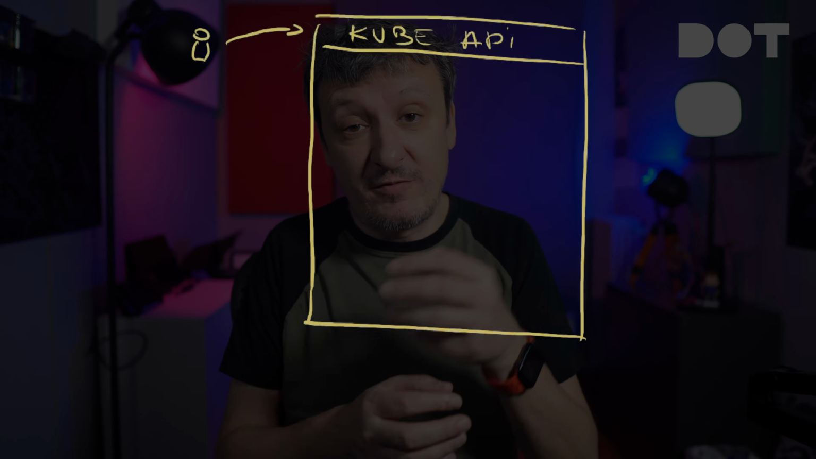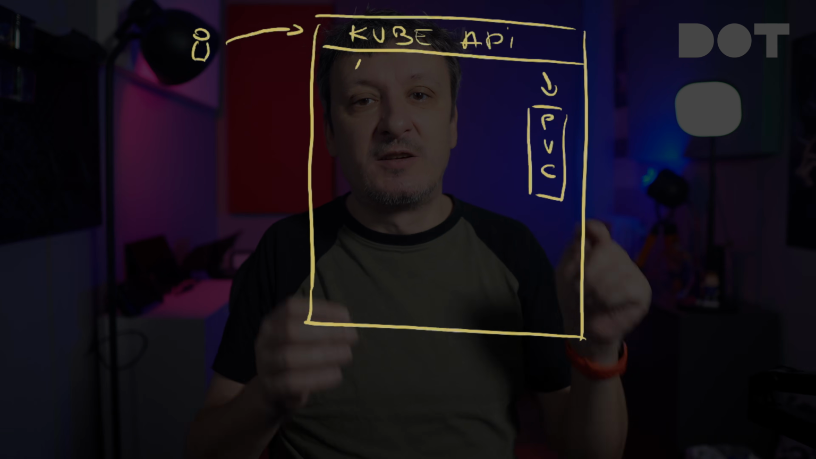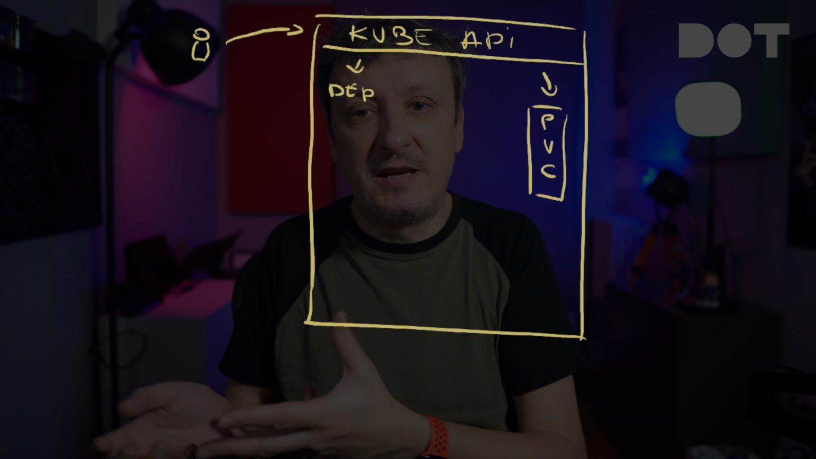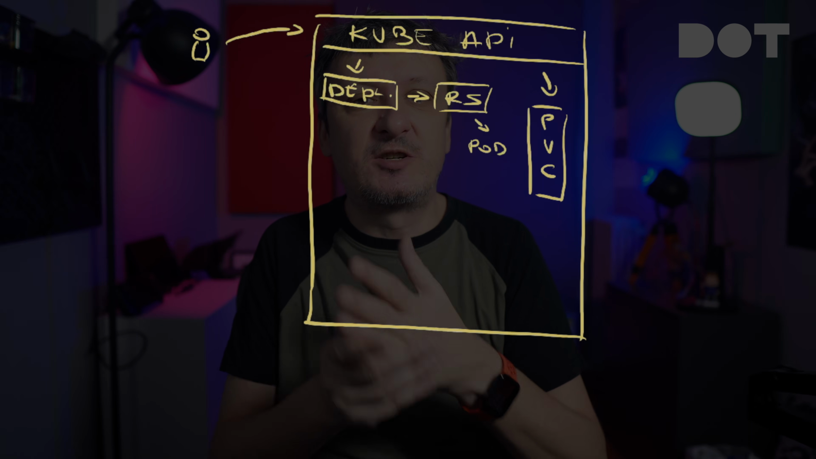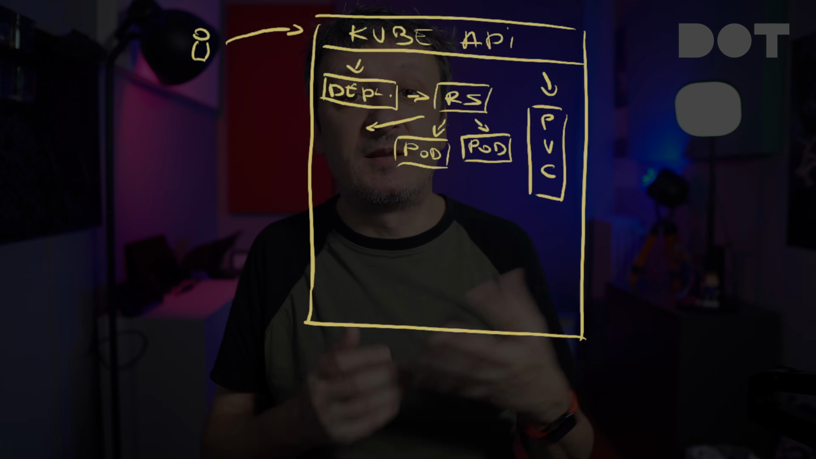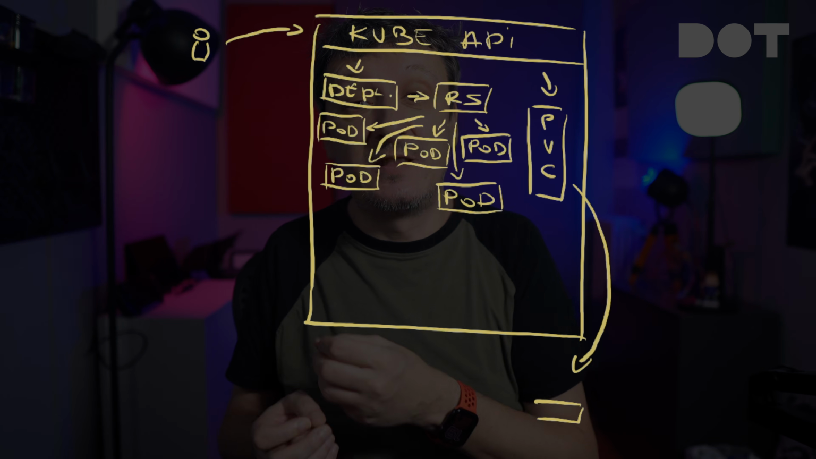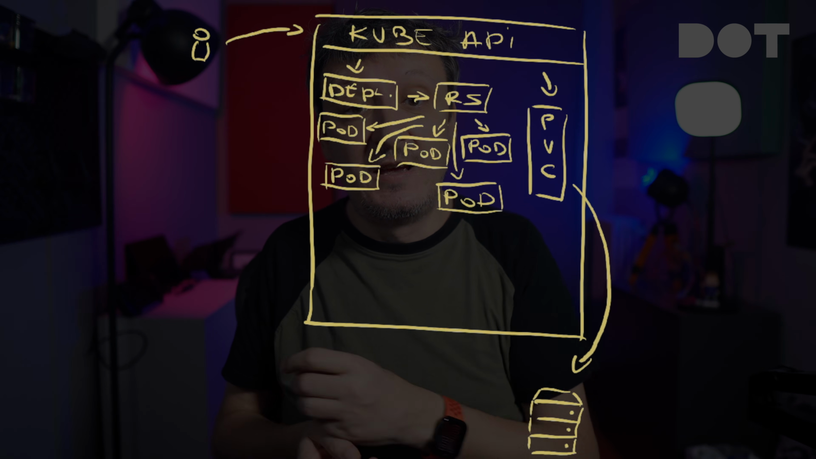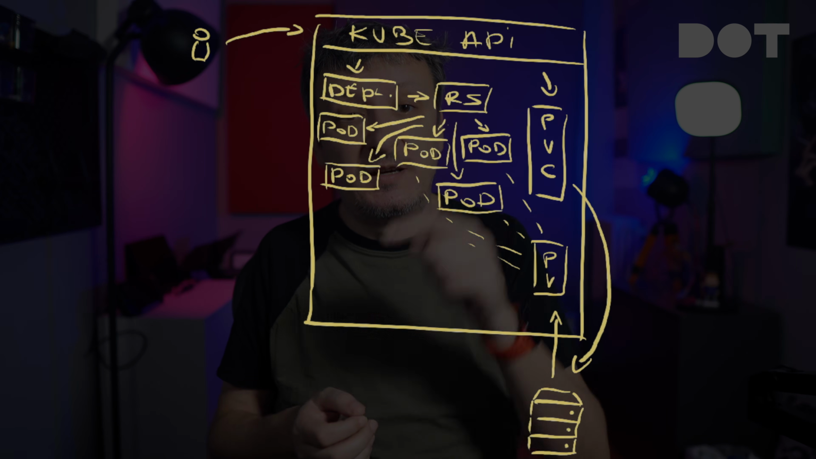So we sent a request to the Kube API to apply a persistent volume claim and the deployment. So those were created or updated inside the cluster. The deployment itself created a replica set which created 5 pods. Since the pods themselves were instructed through the template in the deployment to use the claim to request a volume, a persistent volume was created and attached to all the pods.